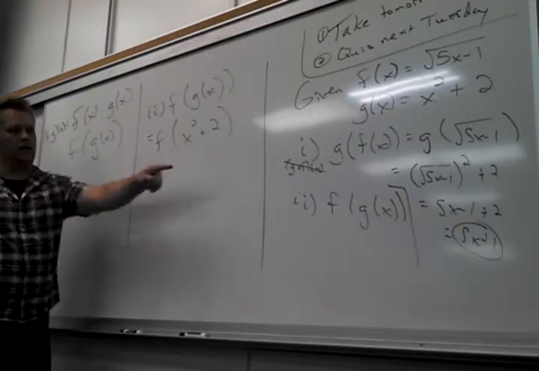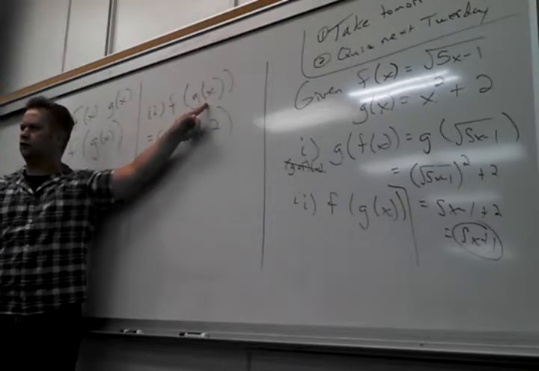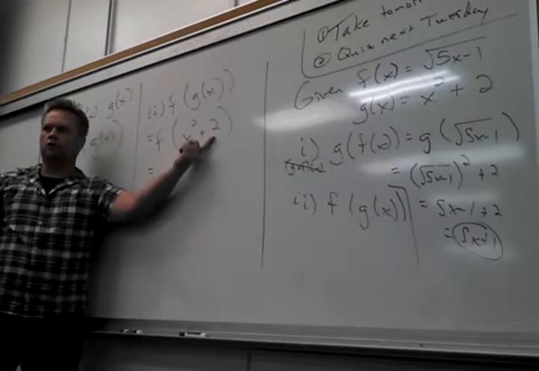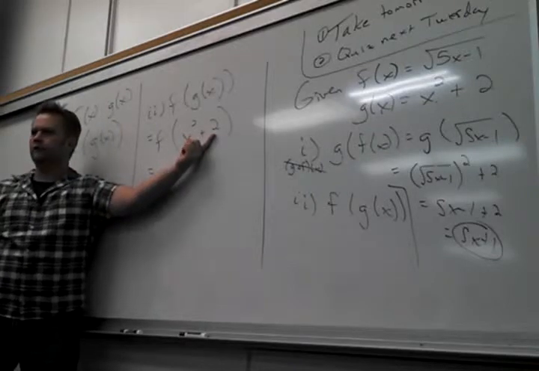5. You guys with me? Second question I asked was, what's f of g of x? So be nicer to yourself. What is g of x? X squared plus 2. So what I want to do is take x squared plus 2 and put it into f. That's all it says.